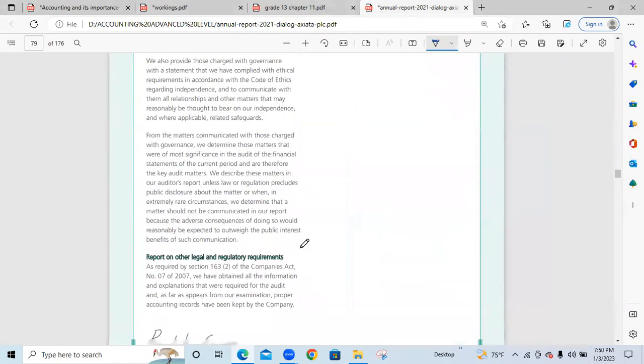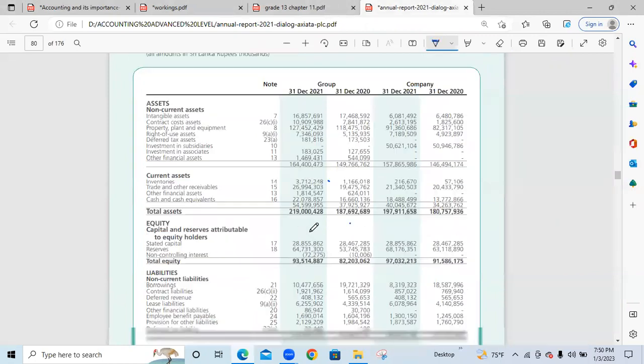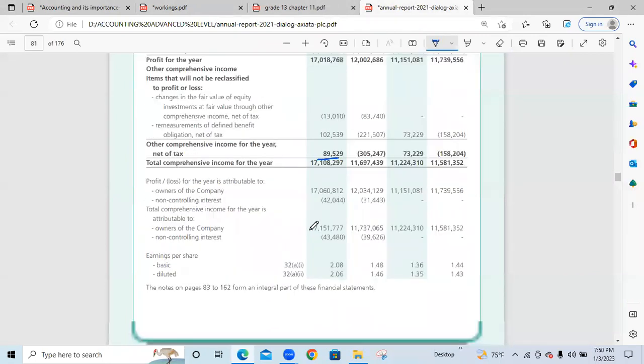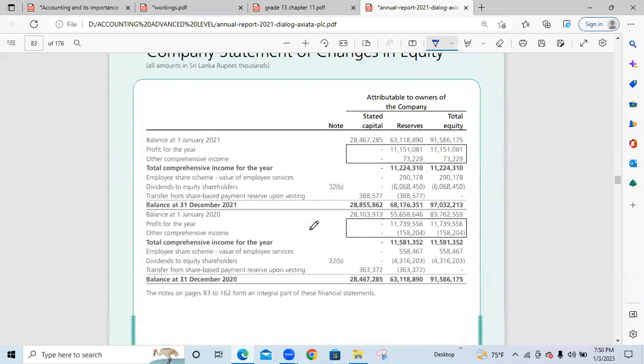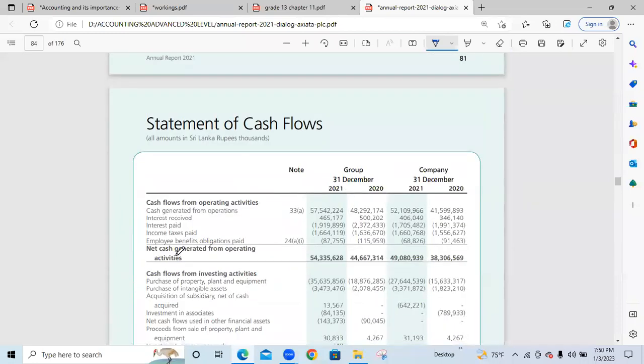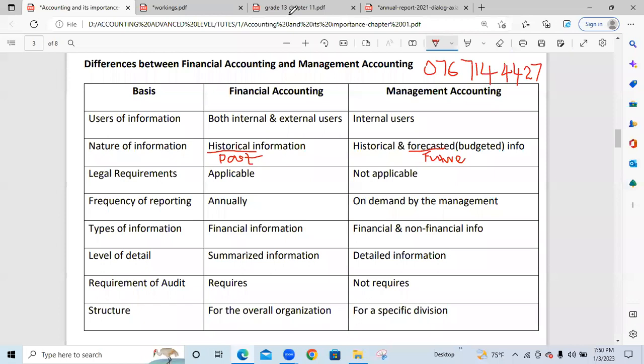Just one side, guys. Statement of financial position, one side. Statement of comprehensive income, one side. Changes in equity, one. You understand? Cash flows, one side. Why? Because you are giving summarized information. But guys, if it's management accounting, can you give them summarized information? Will they be able to make decisions?